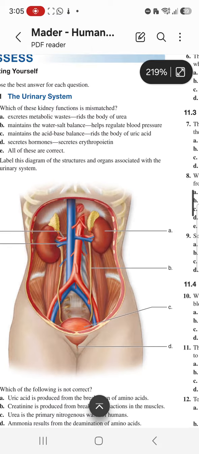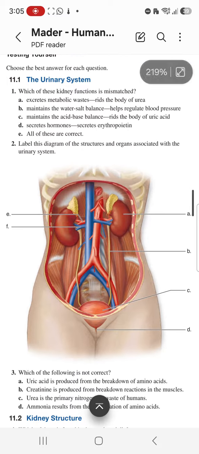Question number 1. Which of these kidney functions is mismatched? Excretes metabolic waste, rids the body of urea. So this is correct. Maintains water-salt balance, helps regulate blood pressure. Yes, because when you have more sodium in your blood, it can increase your blood pressure.